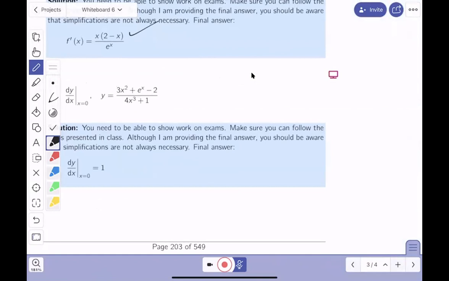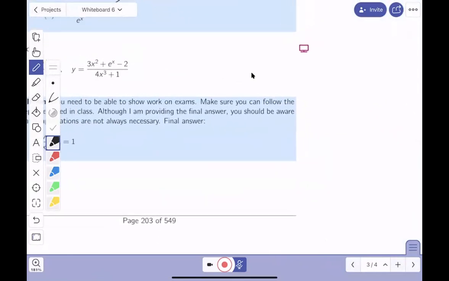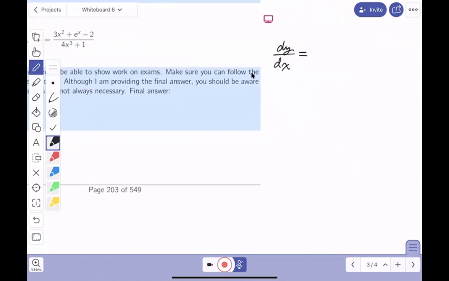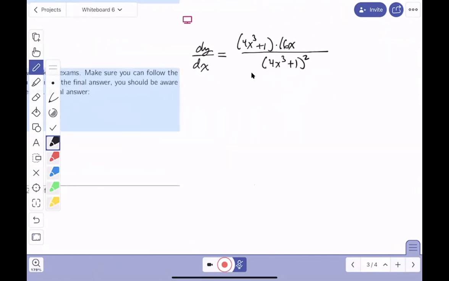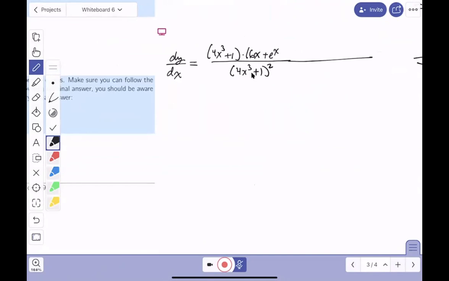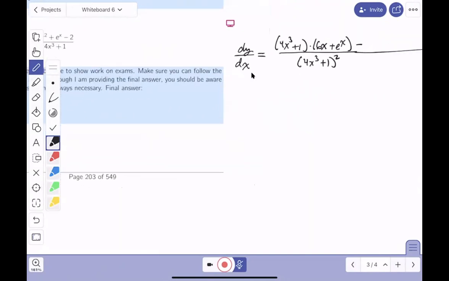But let's look at number 7. And number 7 wants me to find the derivative, but they want me to evaluate the derivative at 0. So let's write this down. And what do I see? Well, I've got that Leibniz notation, dy dx. And I'm going to start to differentiate this guy. So how do you do that? Well, square the bottom. Bring the bottom to the top, times the derivative of the top. Which is 6x plus e to the x. Right? And then minus the derivative of the bottom, that's 2, minus the top, that's 3x squared.